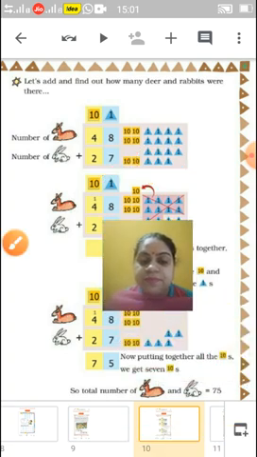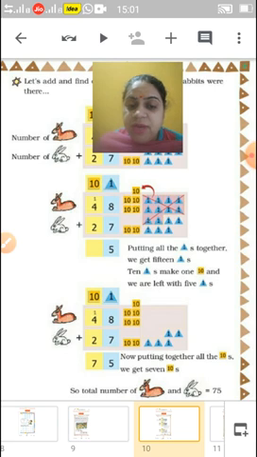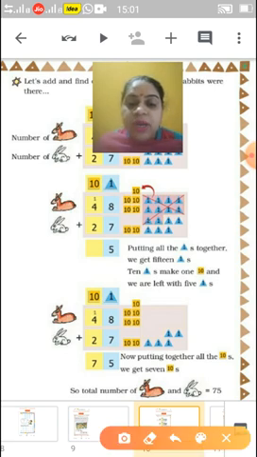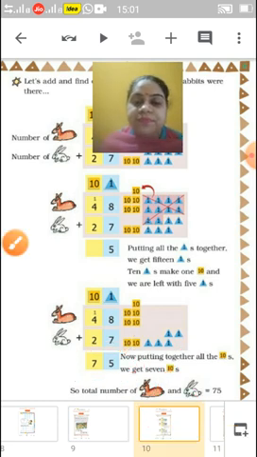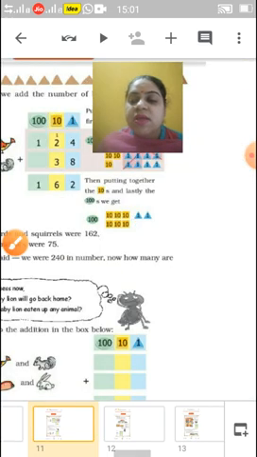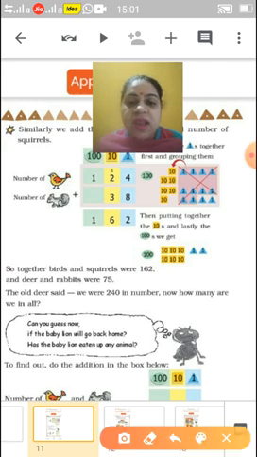Now putting together all tens, we get 7 tens and the total number is 75. 75 of what? Deer and rabbits. Okay children. So the total number is 75 of deer and rabbits. Now next they were adding what? Yes, they were adding birds and squirrels. So let's have a count.